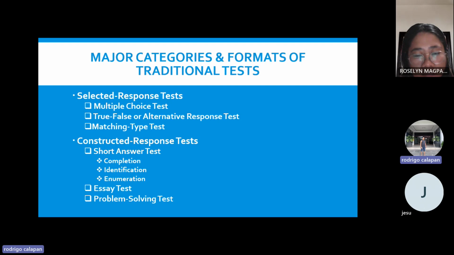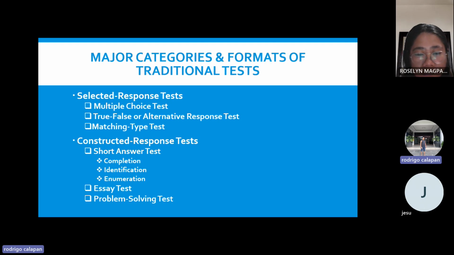It requires the learners to list down all the possible answers to the questions. And we have the essay test. Essay consists of problems or questions that require learners to compose or construct written responses, usually long ones with several paragraphs. Sometimes there is a requirement that you have to write 1,000 words or explain in 500 words. So that's an essay test.